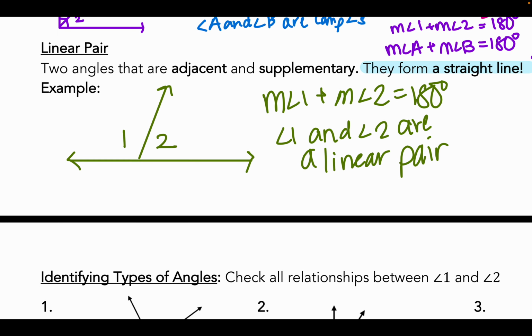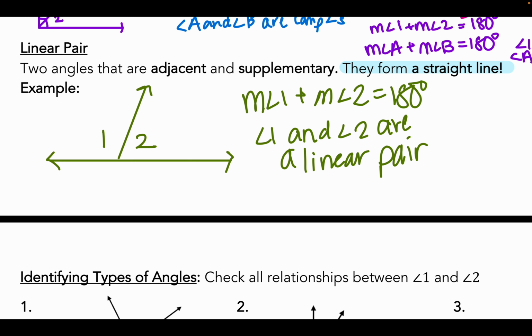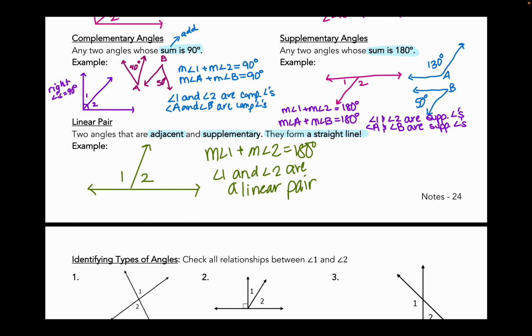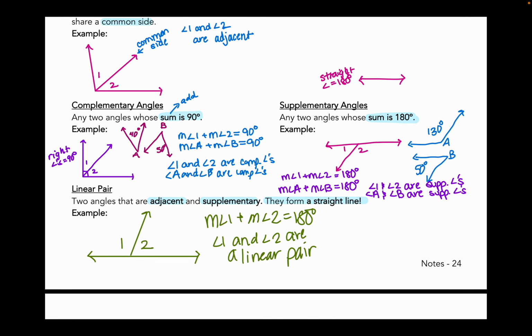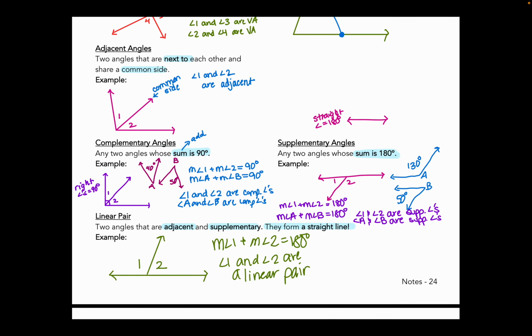Linear pair. A linear pair is when you have two angles that are adjacent and supplementary, so they form a straight line. Up here, my picture is supplementary. This same picture right here would be a linear pair because it's adjacent and supplementary. So to be a linear pair, it takes these two definitions.